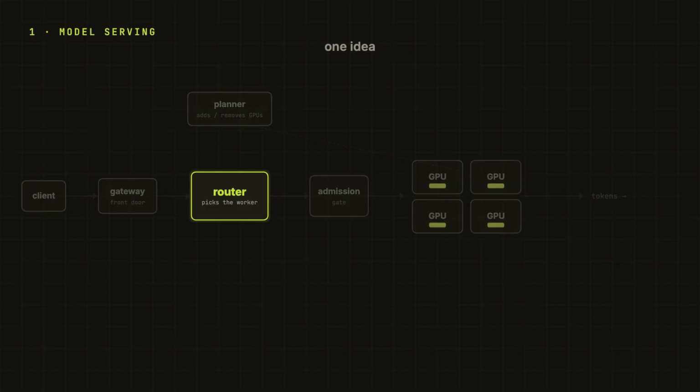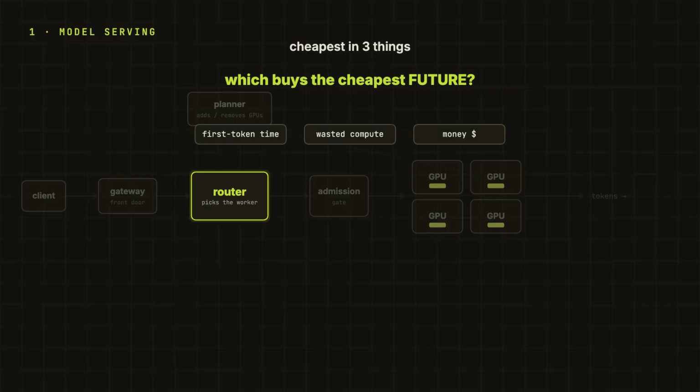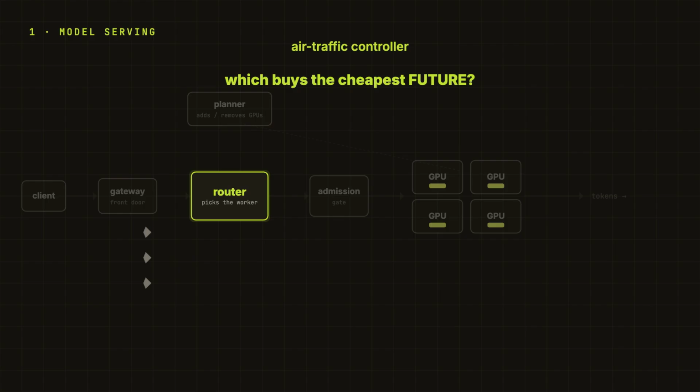Now, here is the one idea that ties this entire machine together. So, hold on to it. Every decision these pieces make is really answering the same question. Not which GPU is free right now, but which choice buys us the cheapest future. Cheapest in first token time, in wasted compute, in money. The router is honestly less a calculator and more like an air traffic controller. It cannot make every plane land first, so its real job is deciding who waits and for how long.